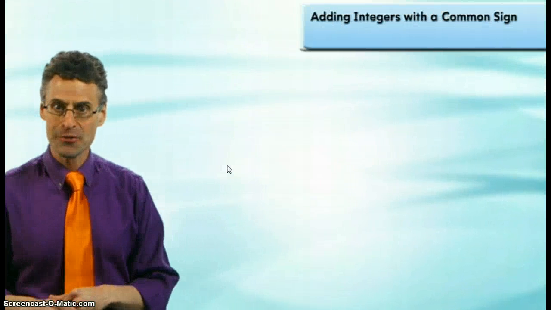If you want to add two integers and they have the same sign, here's what you do. You just take the absolute value of each of them, you add up those numbers, which we know how to do, and then give the answer the same sign as the signs of the original numbers. That's all there is to it. So just for fun, let's take an example and see it working out live.